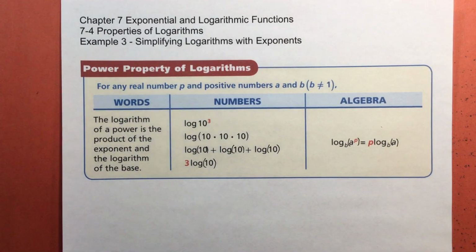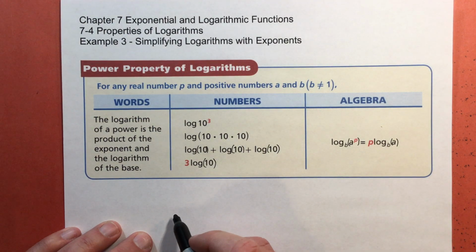Hello, welcome back to 7.4, where we're introducing the ideas of the properties of logarithms. So we did the product property and the quotient property. Both of those are based on properties of exponents that are also called the product property and quotient property. This one is called the power property, and it's based on this idea.